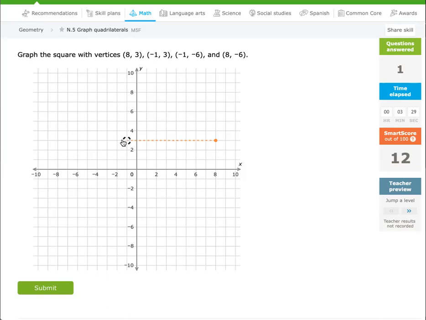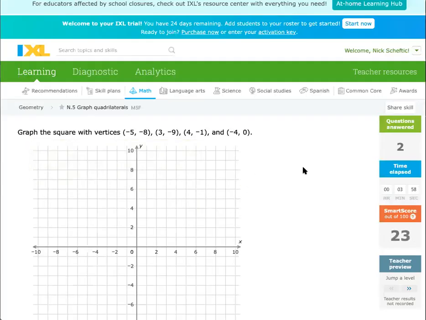So the next one is going to be -1 and 3. So I can almost just stay along that line because I know it's going to be a straight line there. Next one is going to be -1 and -6. So I'm over to the left 1 and I'm down 6. And then my last point here, you can almost just slide over and see it about to come together. It's going to be right here. So it's going to be 8 to the right and then down 6. Okay, and I submit it, and that should be it for what you're doing.